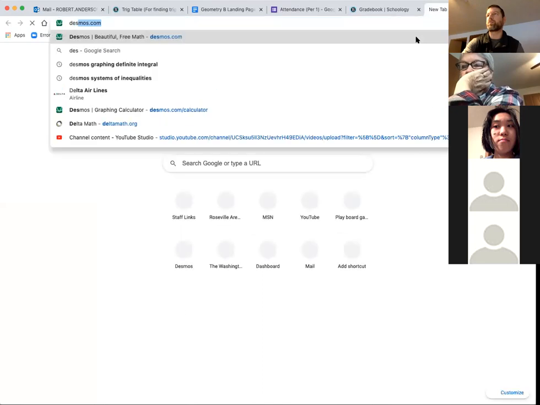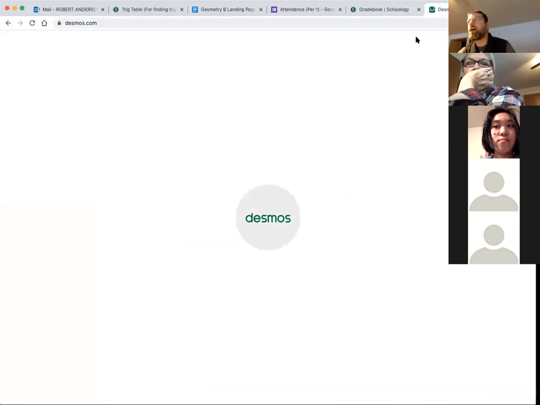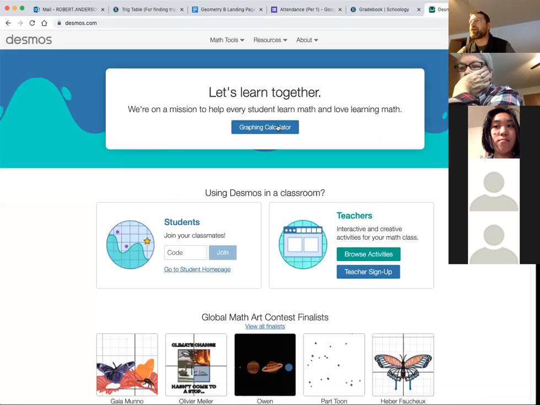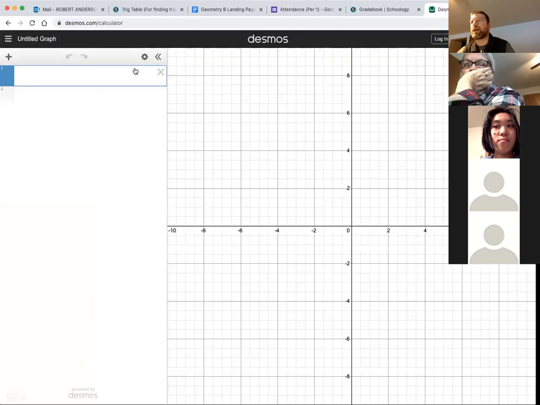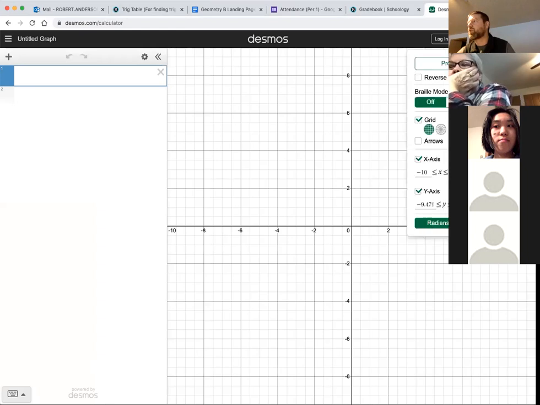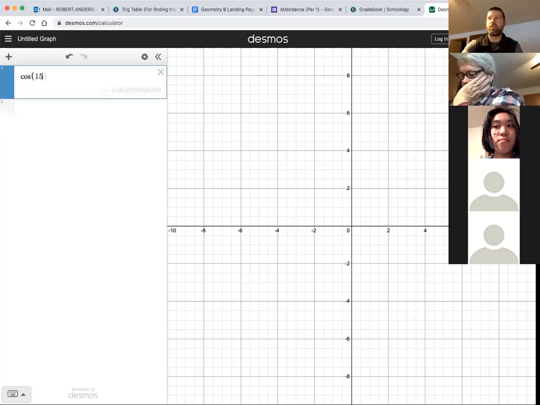I'm going to go to Desmos.com because that's the calculator I like. But just about any calculator has a sine, cosine, and tangent function. The only tricky thing with calculators is you got to make sure you're in degrees. Some calculators are measured in radians, others are measured in degrees. But if I put the cosine of 15 degrees in here, there it is, 0.9659. Same thing as before.